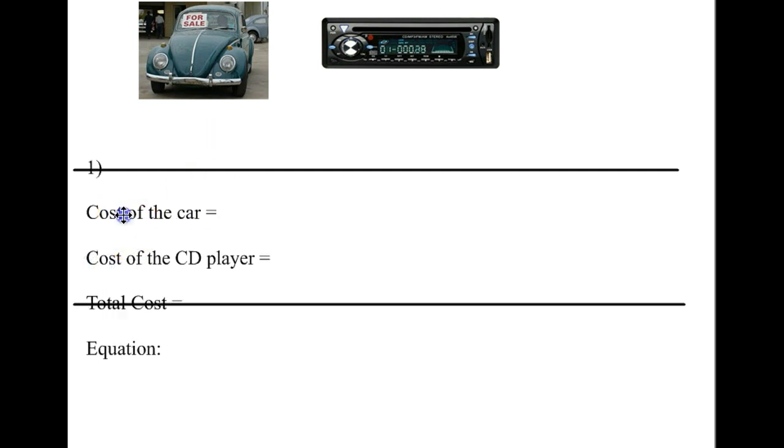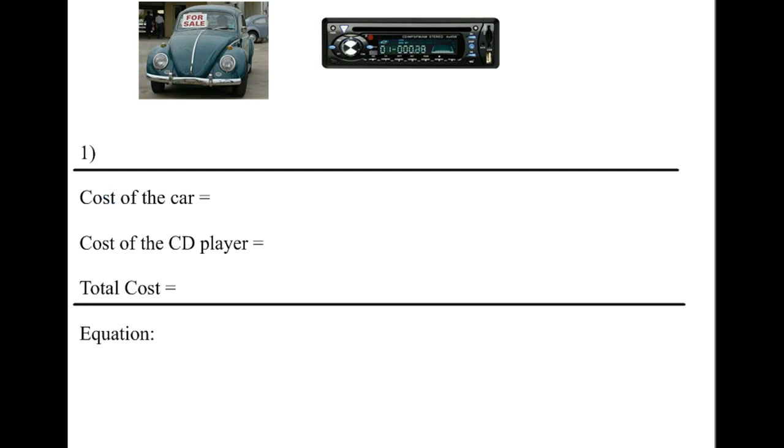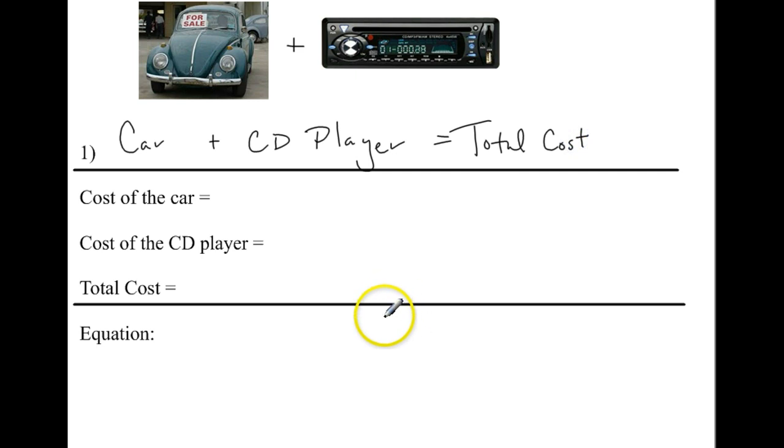Sorry about that, let me move that. The first thing that we have is the car itself. So the cost of the car plus the cost of the CD player would give us our total cost. So now we have to take that basic idea and turn it into an equation.